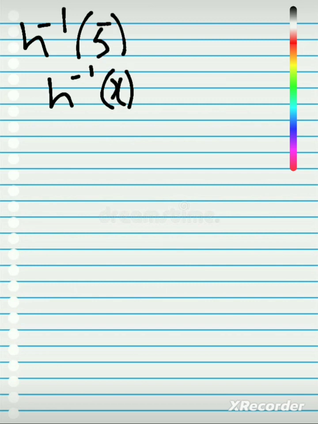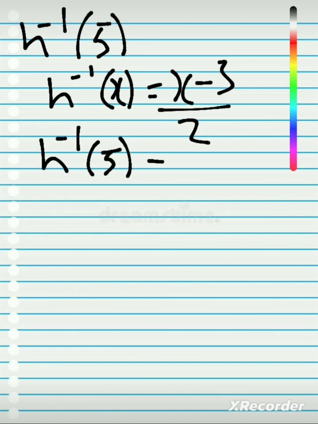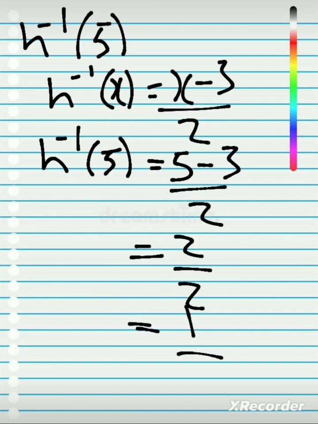Okay, we go to question B. So question B was saying find h inverse of 5. Okay, so we know that h inverse of x is (x minus 3) over 2. So h inverse of 5, where there's x, we put (5 minus 3) over 2. 5 minus 3 is 2 over 2. 2 over 2 is 1.